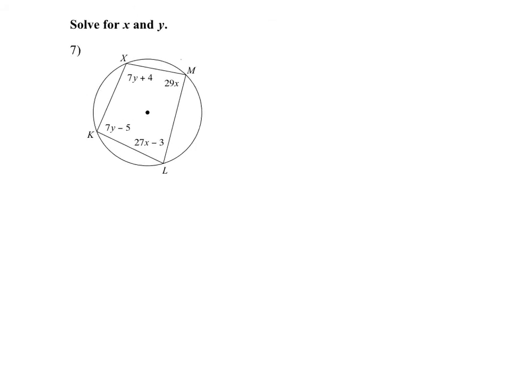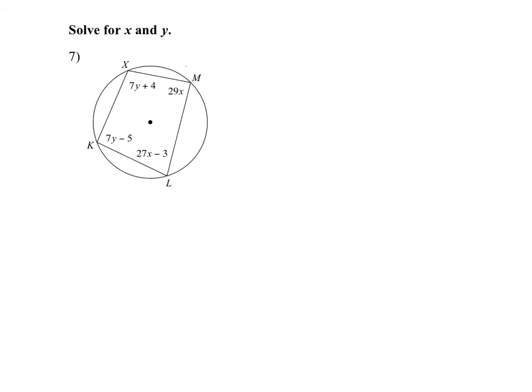Next one, this one is a little bit different, because as you can see, I have x and y. But if I follow the arc x, k, l, I have that this is 29x. So 2 times 29x is that arc. Now, the other part of the arc, from this point all the way here, is 2 times 7y minus 5.